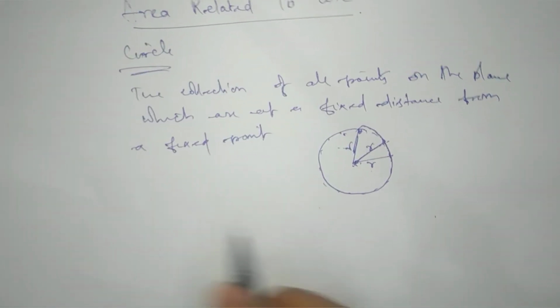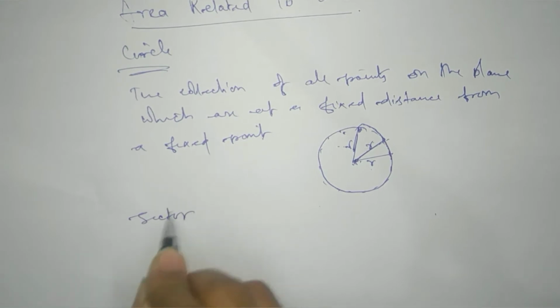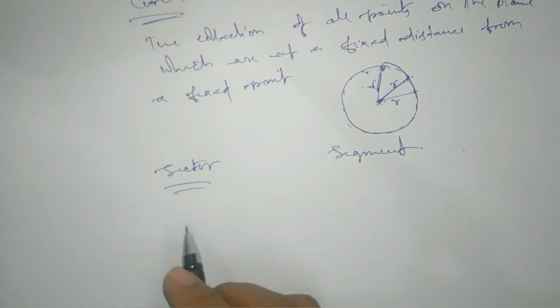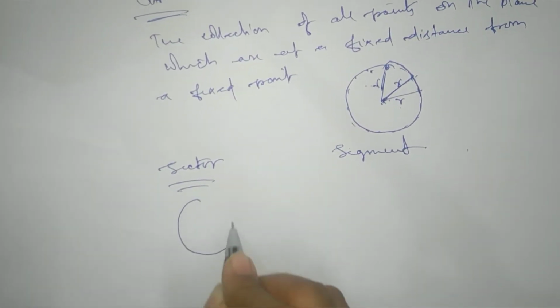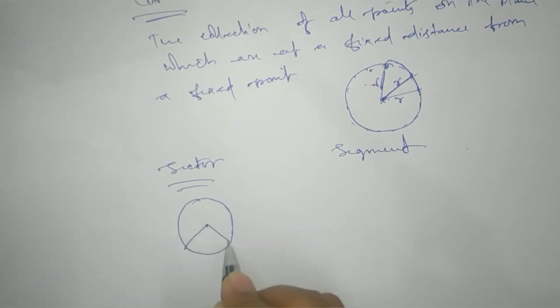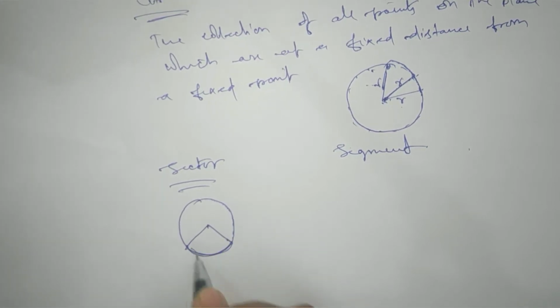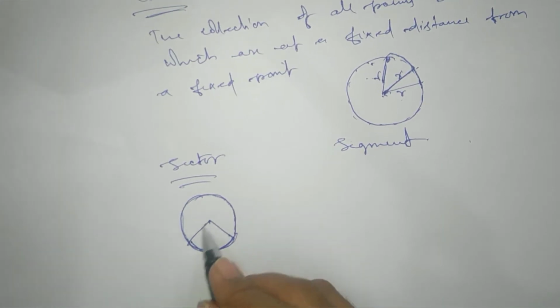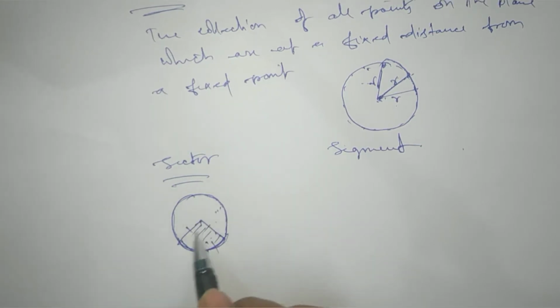Now we're going to see one sector, another segment. Sector means if we take a circle and two radii and an arc, you can see this is your major arc, this is your minor arc. Now two radii and an arc give you an area. This area we call sector, that is the minor sector, and for this, the major sector. That means the area enclosed by an arc and two radii of a circle is called a sector of the circle.